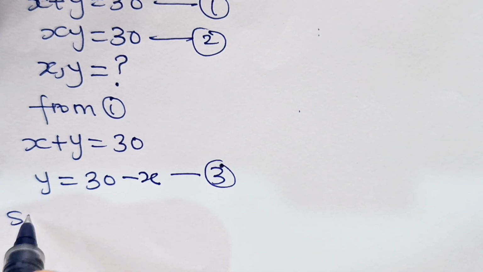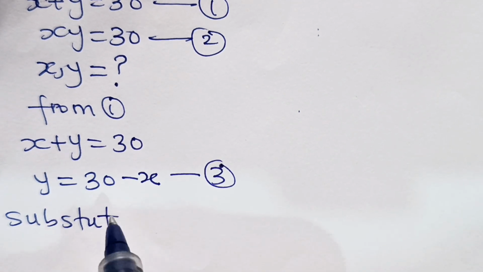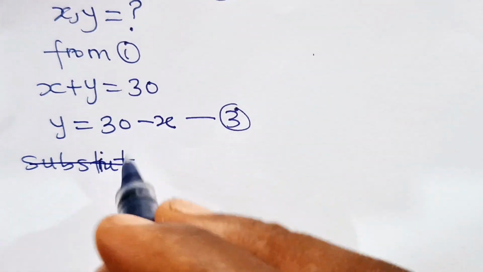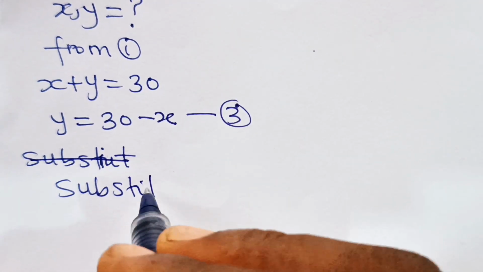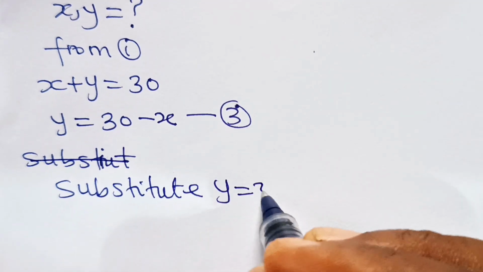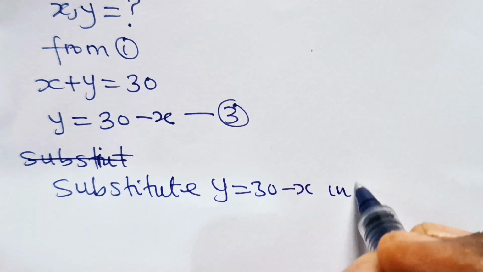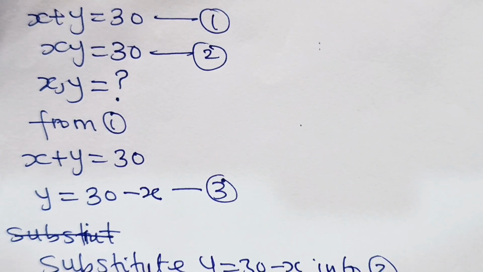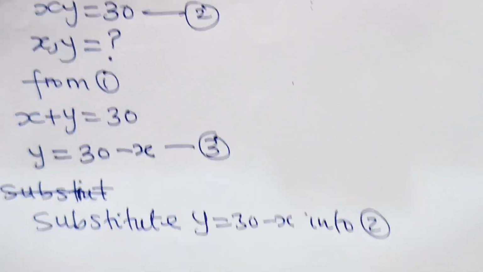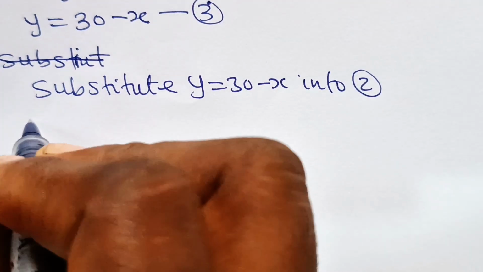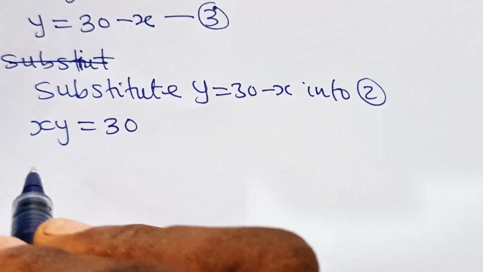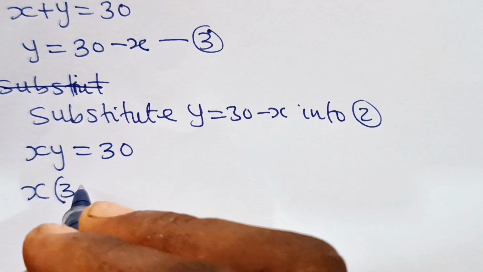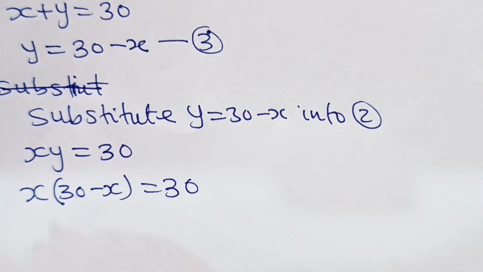Now, let's substitute y equals 30 minus x into equation 2. According to equation 2, x times y is equal to 30. So we have x multiplied by our y, which is 30 minus x. So we have x times (30 minus x) is equal to 30.